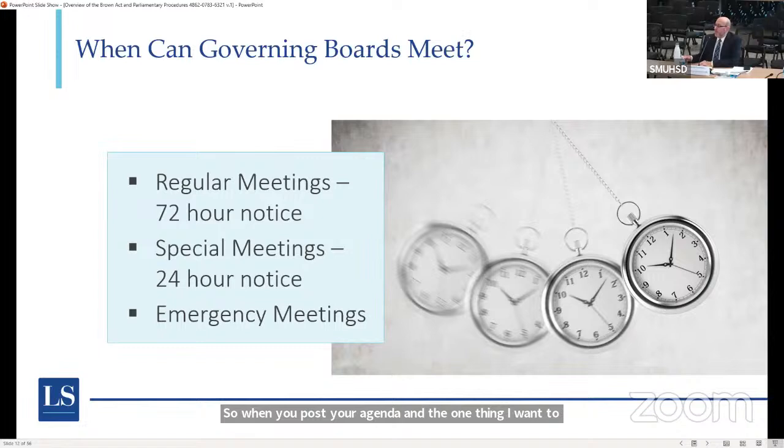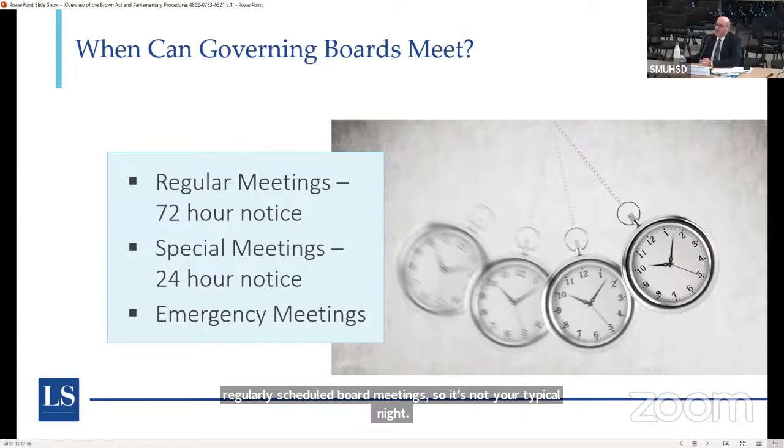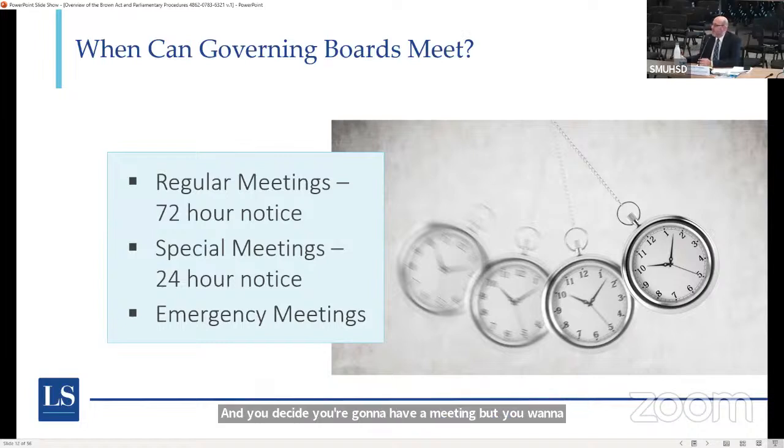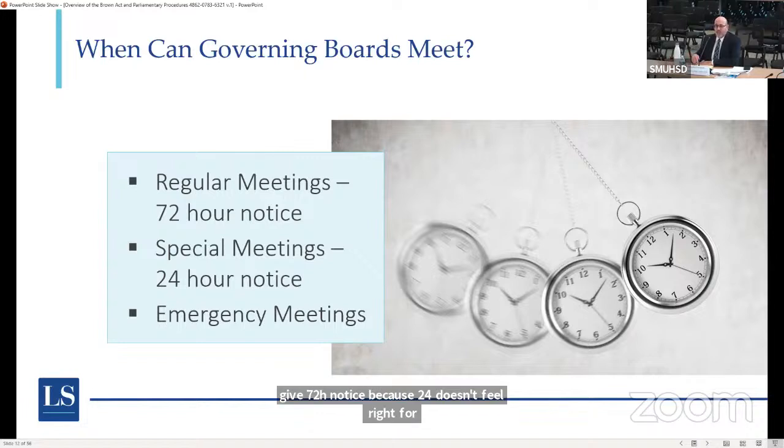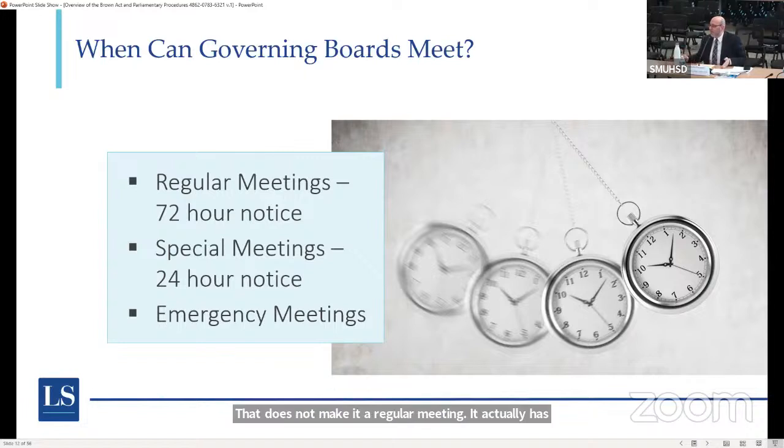If you have a meeting that was not on your schedule of regularly scheduled board meetings, so it's not your typical night, and you decide you're going to have a meeting, but you want to give 72 hours notice because 24 doesn't feel right for that particular one, that does not make it a regular meeting. It actually has to be on your adopted calendar that we meet on this day and this month. And if you want to add another meeting, you've got to add it that way. And the reason that's important is there's certain actions you can only take at a regular board meeting. The most famous of which is you cannot hire a superintendent at a special board meeting. It's got to be at a regular board meeting.